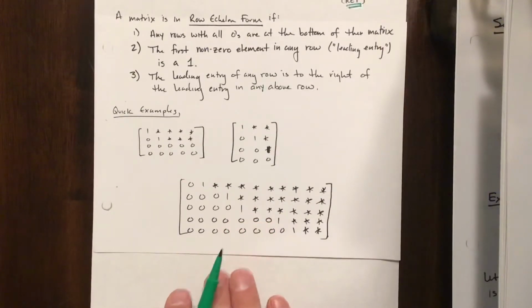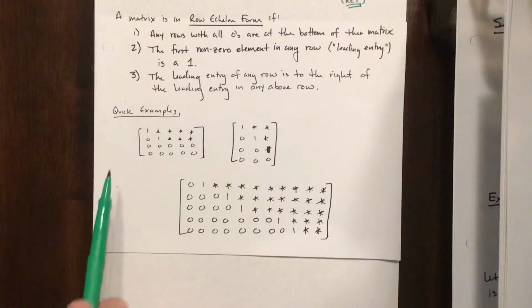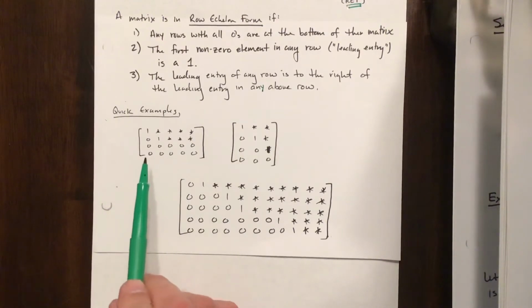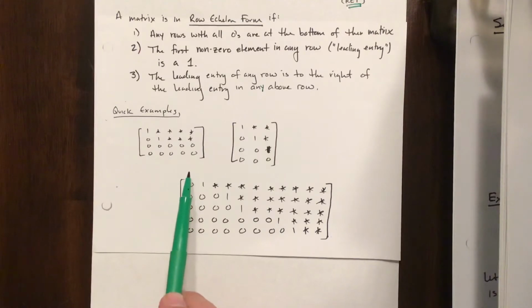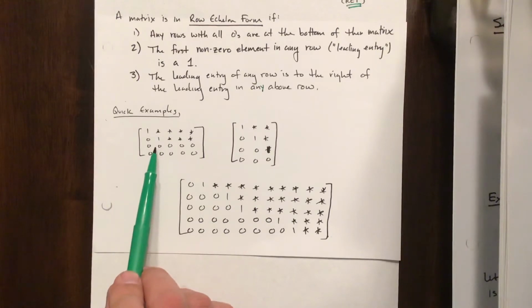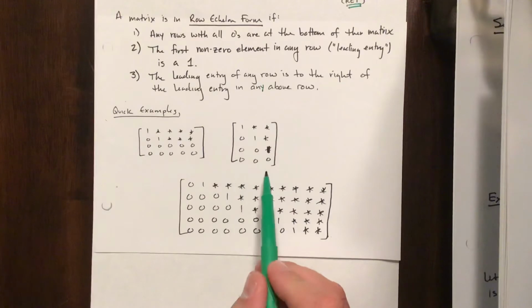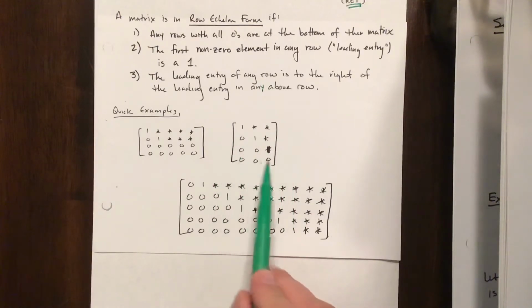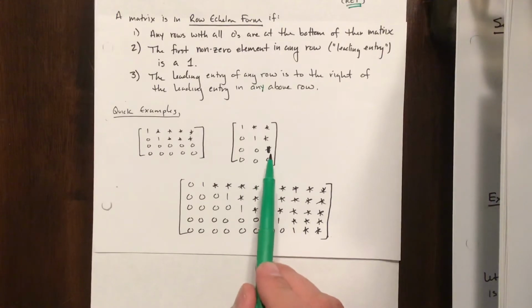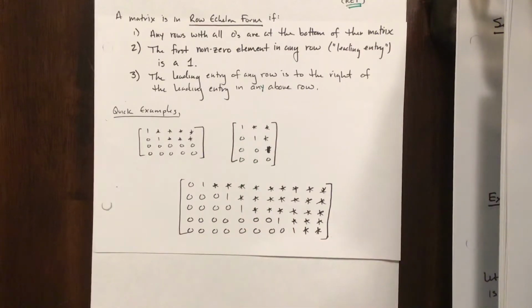So what do row echelon form matrices look like? They look like this. First, there's a couple rows with all zeros in them. Place them at the bottom. The first non-zero element in any of the rows is 1, and the leading entry of row 2 is to the right of any row above it. There you go. Here, all the zeros are at the bottom. All the leading entries are 1s, and the leading entry of row 3 is to the right of the leading entry of row 2 and row 1.